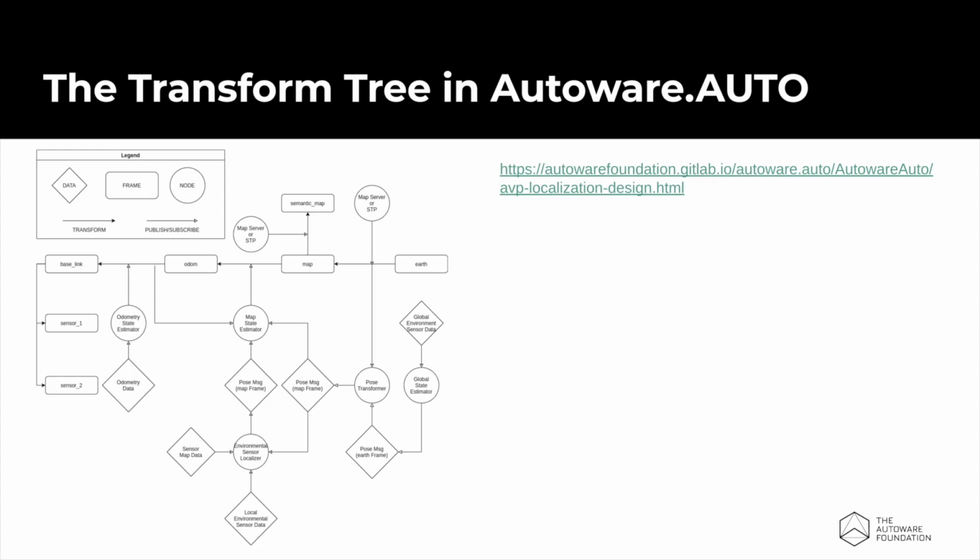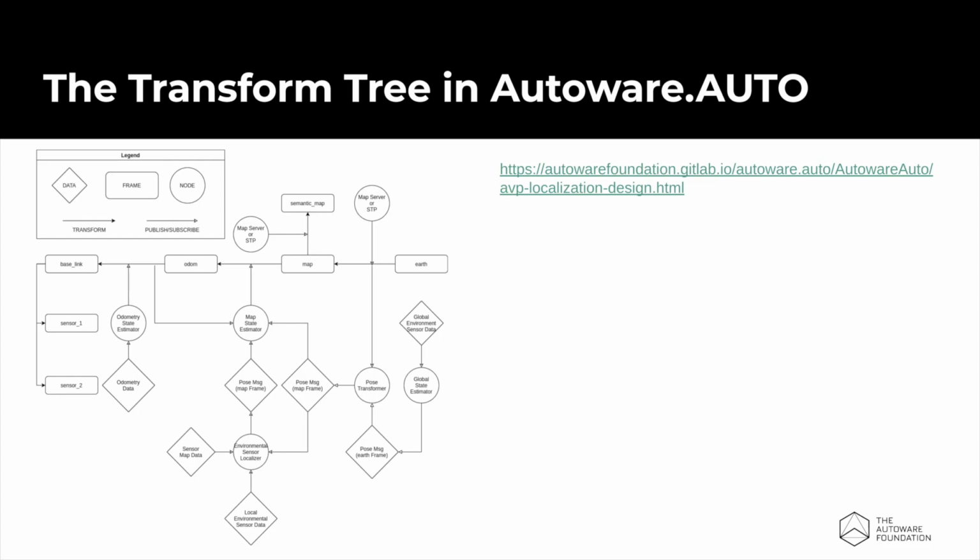So the transform between the map frame and the ODOM frame, as I said, is managed by the map state estimator. So where do we get the transform between the ODOM frame and base link, which is the origin of our vehicle? We have a separate state estimator called the odometry state estimator, which takes odometry data from sensor sources like IMUs and wheel encoders and creates a state estimate of where we are in the ODOM frame relative to where we started. And that transform is published as the transform between the ODOM frame and the base link.